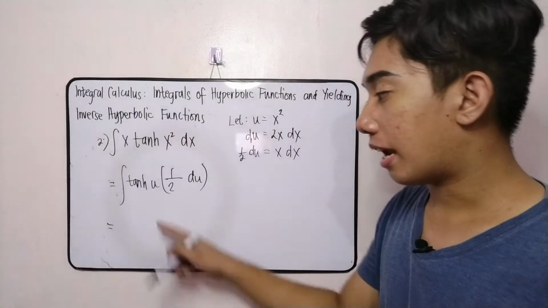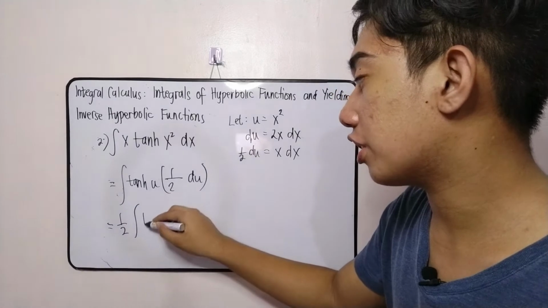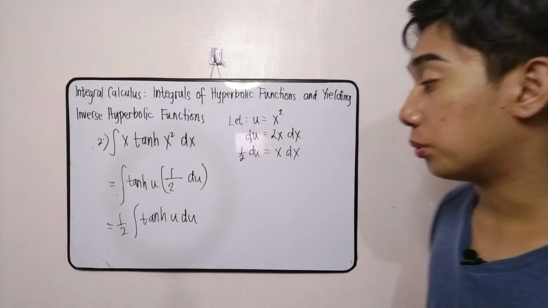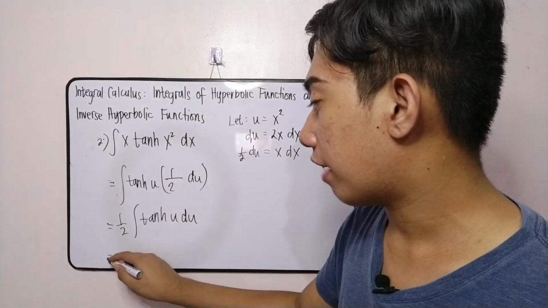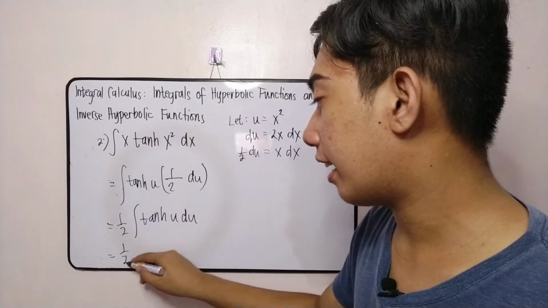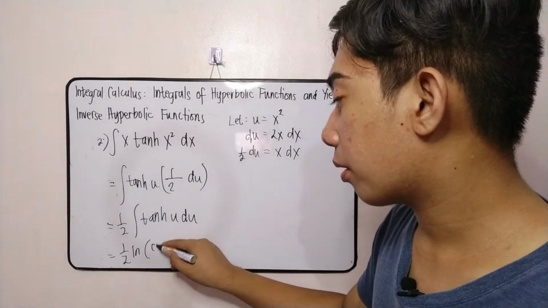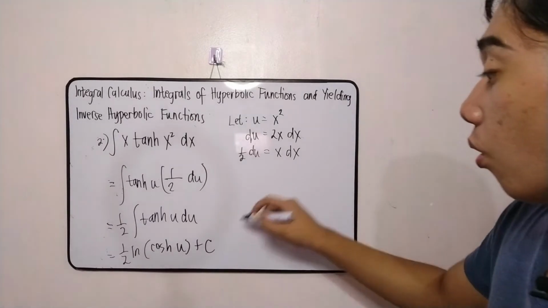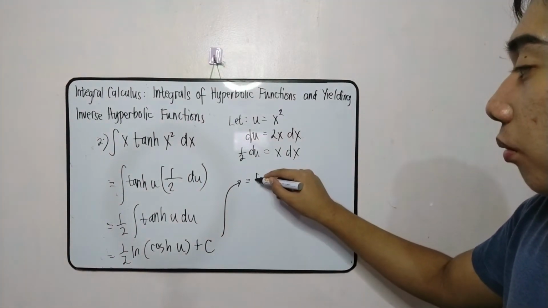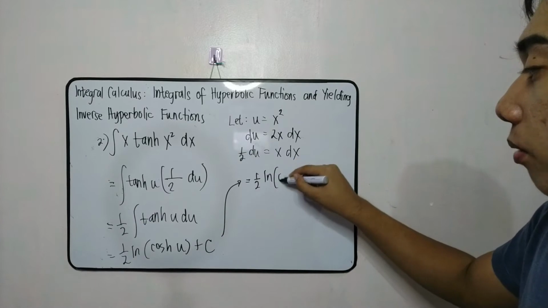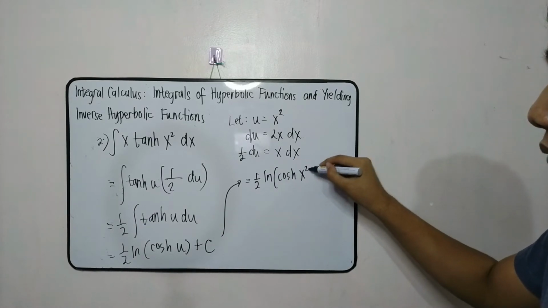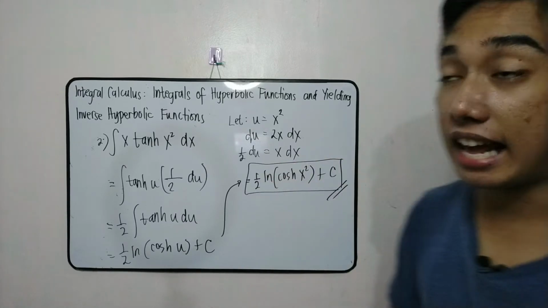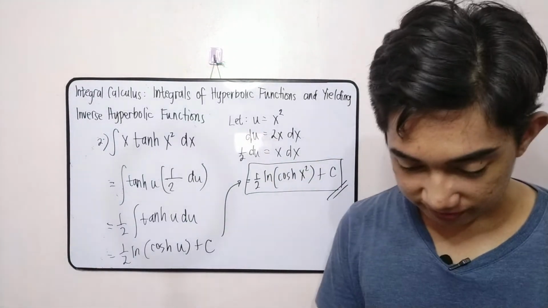Okay? So, ilalabas natin si 1/2. 1/2, the integration of hyperbolic tangent of u du. So, the value of this one is 1/2 ln of hyperbolic cosine of u plus c. Or, to plug in the value of u, 1/2 ln of hyperbolic cosine of x squared plus c. And this is our final answer. Diba? Ganun lang kadali.